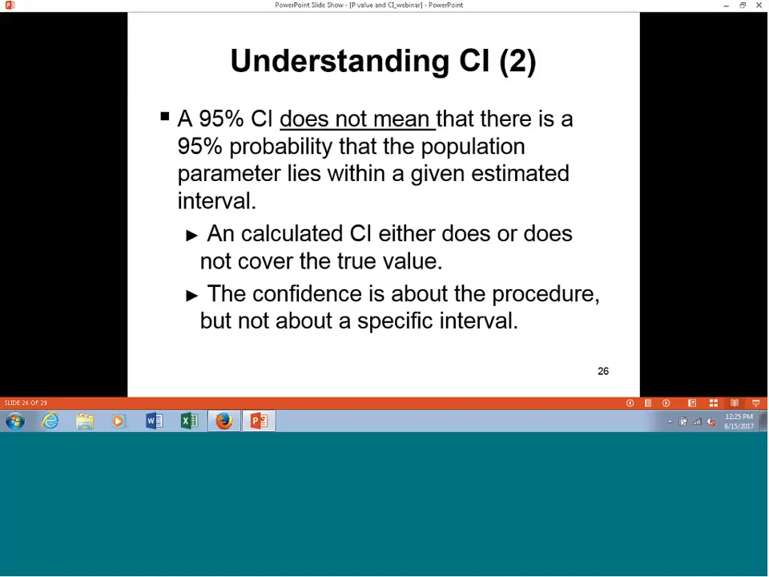95% confidence is a confidence that in the long run, 95% of the confidence intervals will contain the population mean. It is the confidence in the estimation procedure, but not a probability statement on an interval estimated from a specific study.